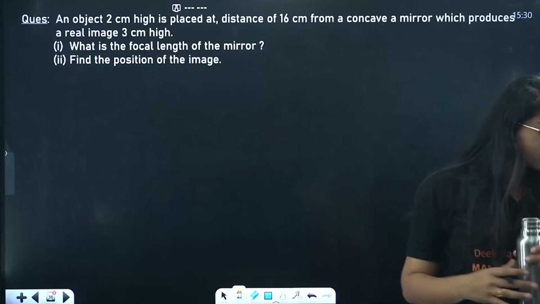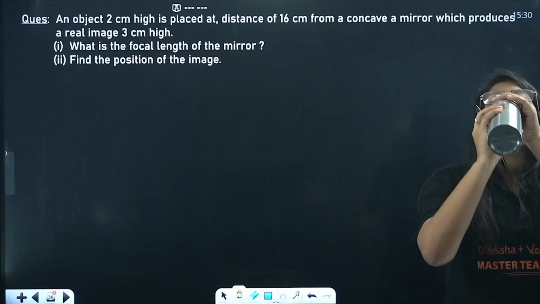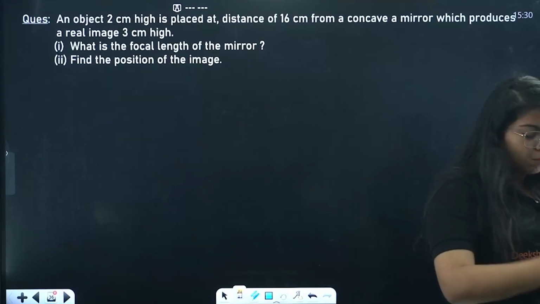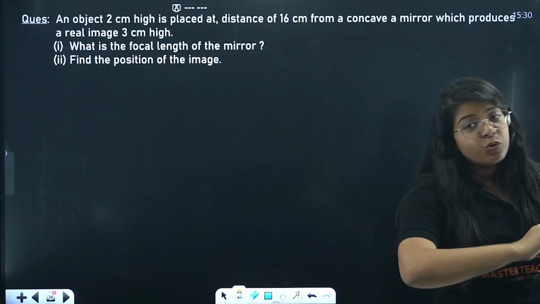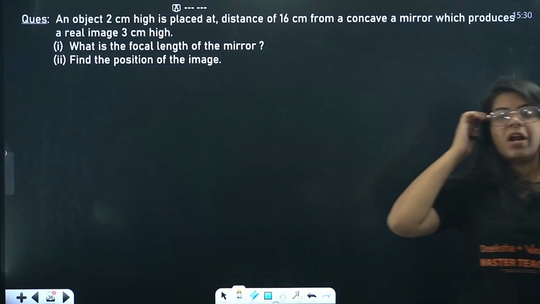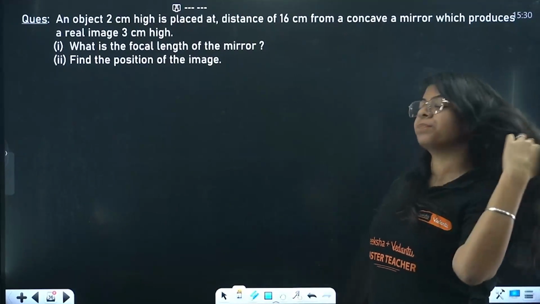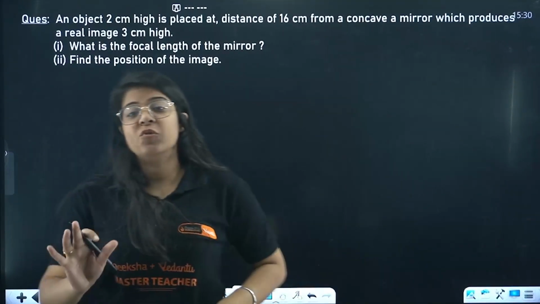If you understand this numerical or not. Okay. Now beta, whenever we do numericals in my class, we follow one simple strategy. Ma'am, what is that strategy? The strategy beta is we write as we read.